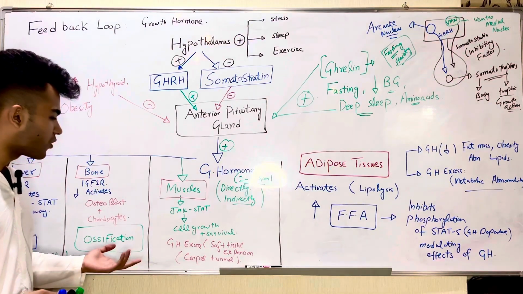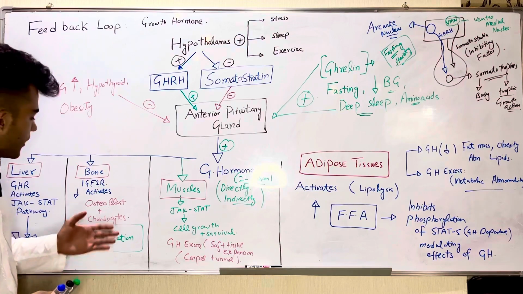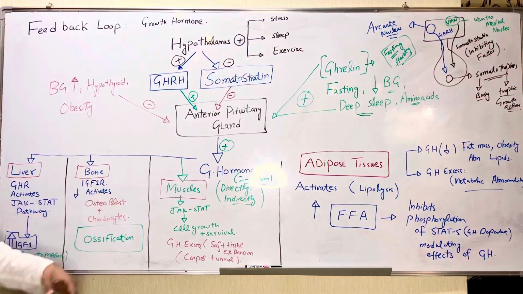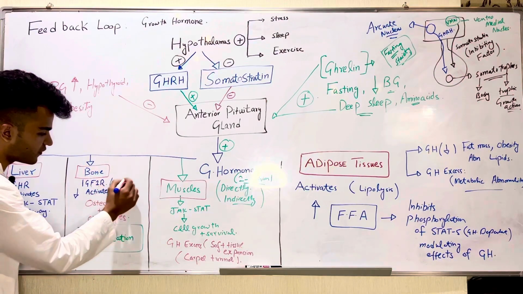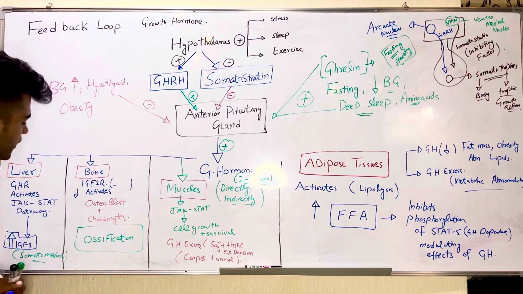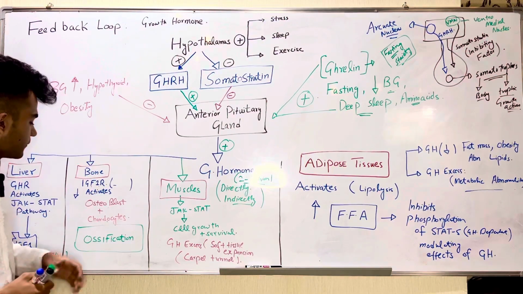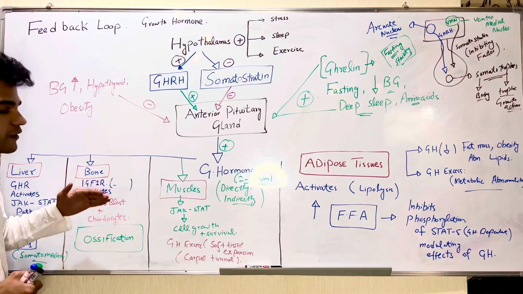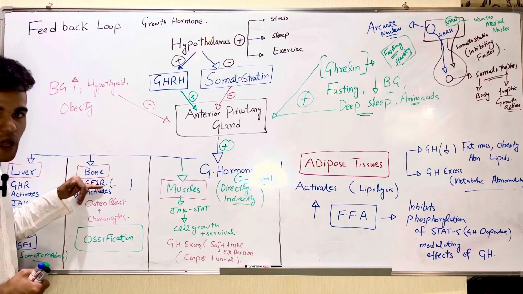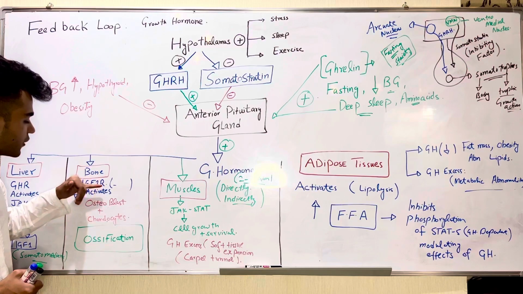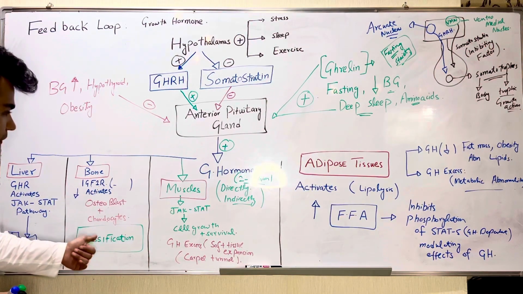Now, what is Laron dwarfism? In Laron dwarfism, we have excess of growth hormone, but actually it is not converting into the somatomedins, or there are some problems in these receptors. So that's why we call it Laron dwarfism, because of what? We have enough growth hormone, but there is a problem in its receptor, or it is not converting into insulin-like growth factors, which we call somatomedins.